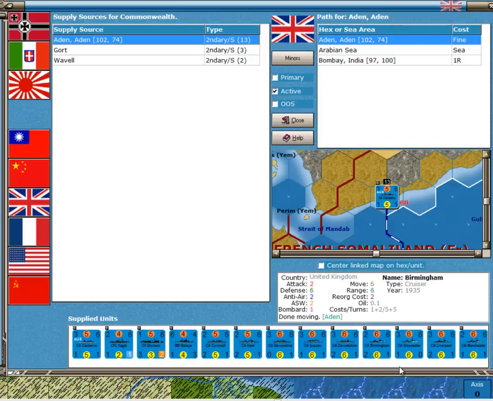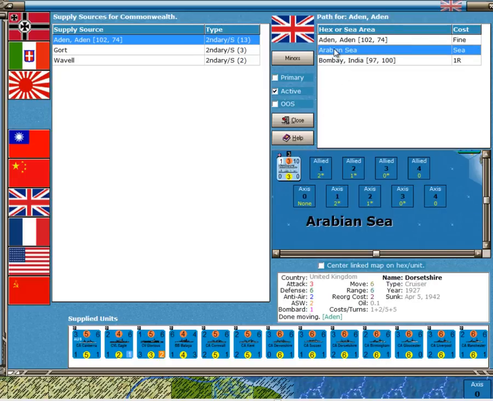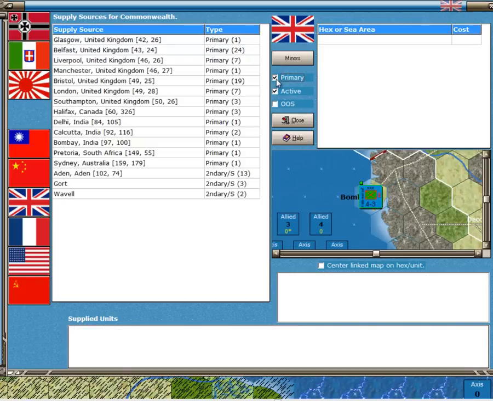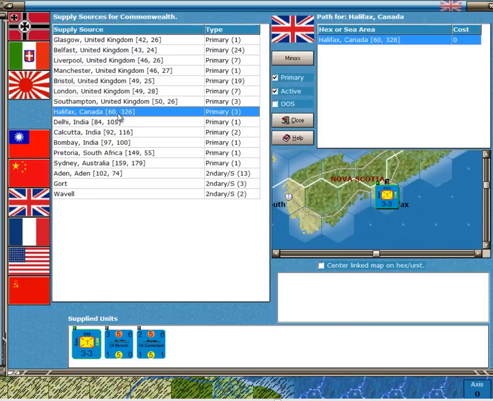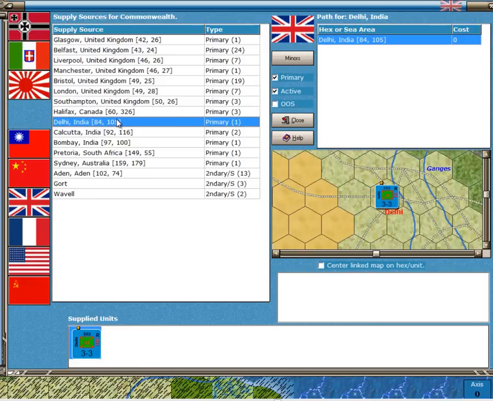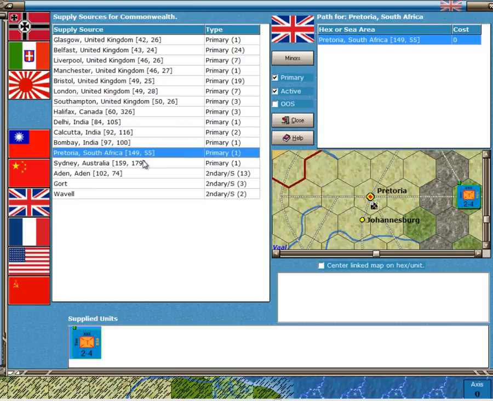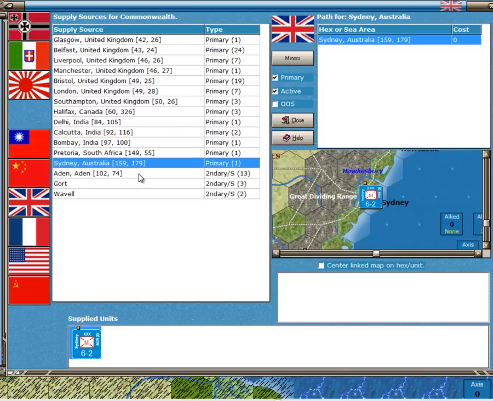there are a whole lot of naval units that are receiving supply. Aden itself is getting supply via the Arabian Sea to Bombay, adding the primary supply sources besides the secondary. And you can see that the primary supply sources are in the United Kingdom. There's also Canada supplying some units there. Delhi has a unit, as well as Calcutta and Bombay. There are supply sources from South Africa and from Sydney.